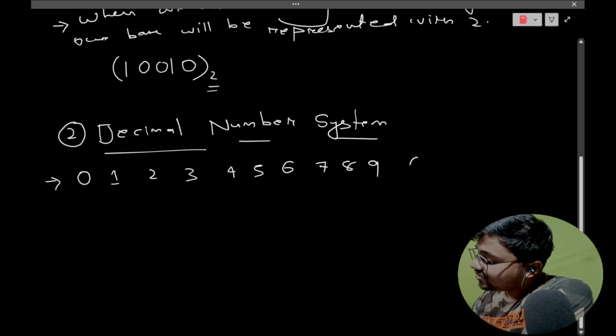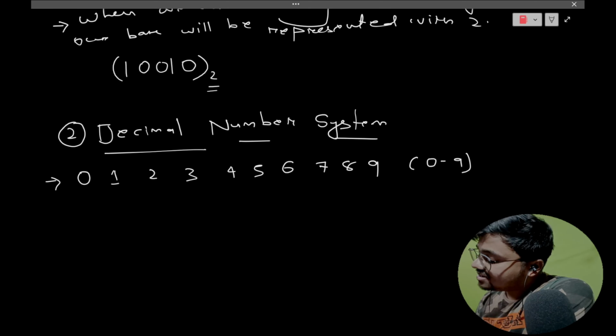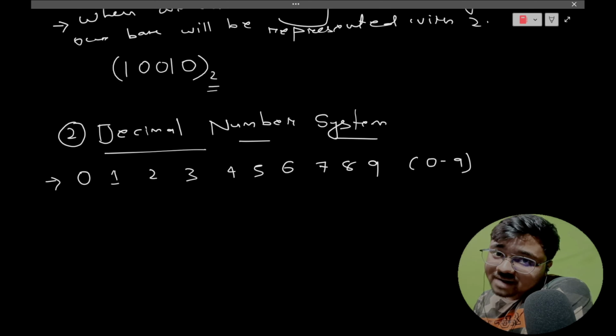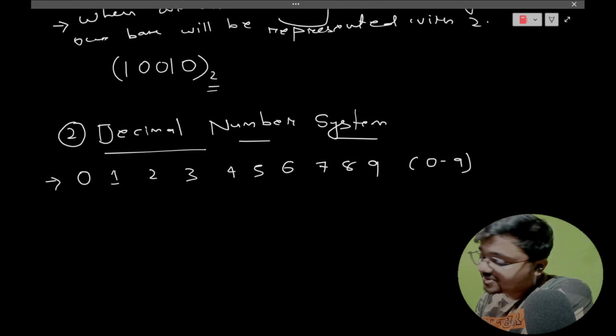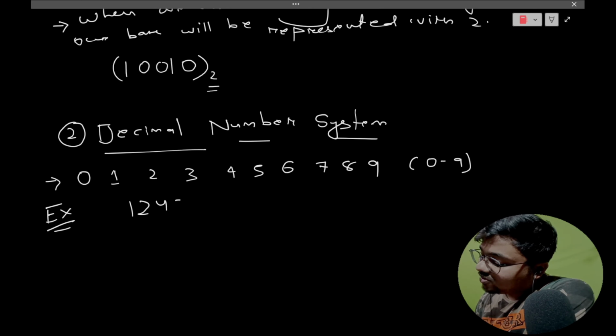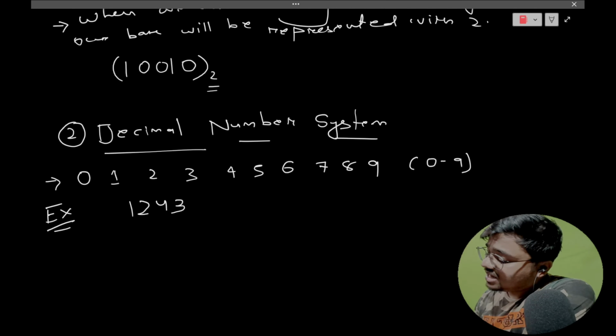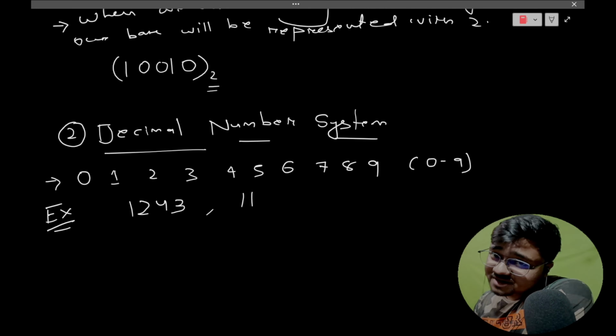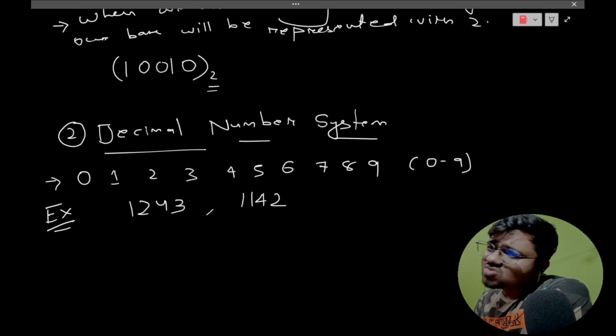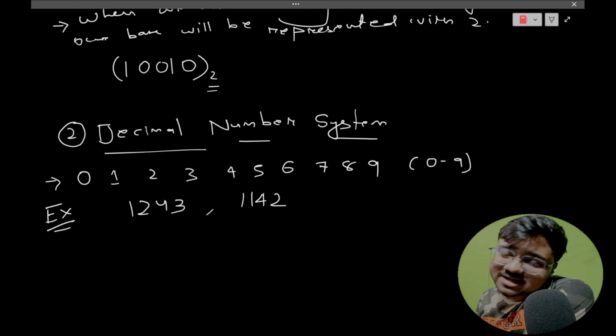So you can see the range of digits starts from 0 to 9, and if you make a number out of it, you will consider that as decimal number system. For example, I can take 1 2 4 3. This will be considered as my decimal number system. I can write many other examples, and there can be repeated digits as well. Any common numbers that you see in your maths are considered decimal number system.